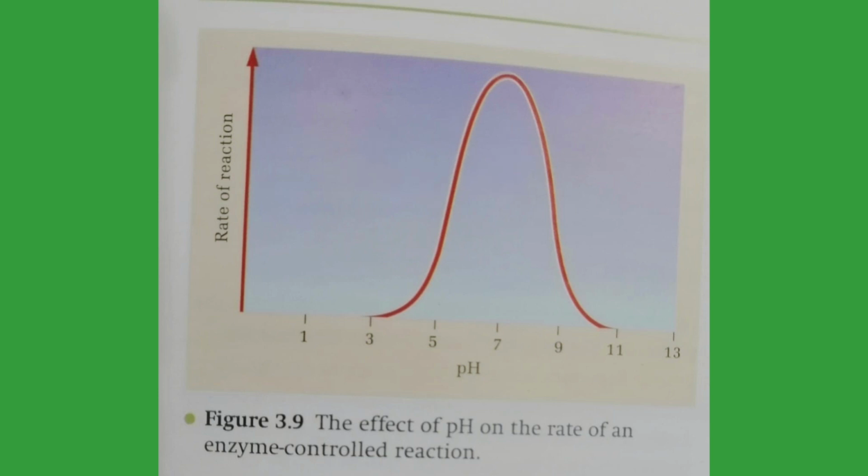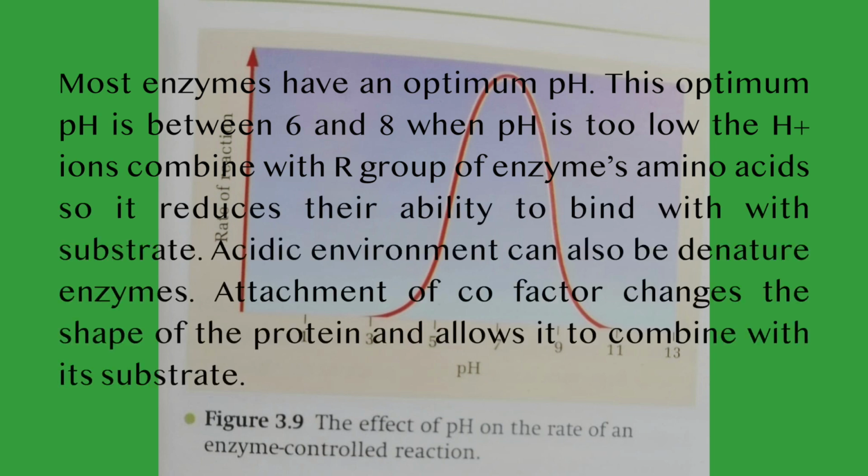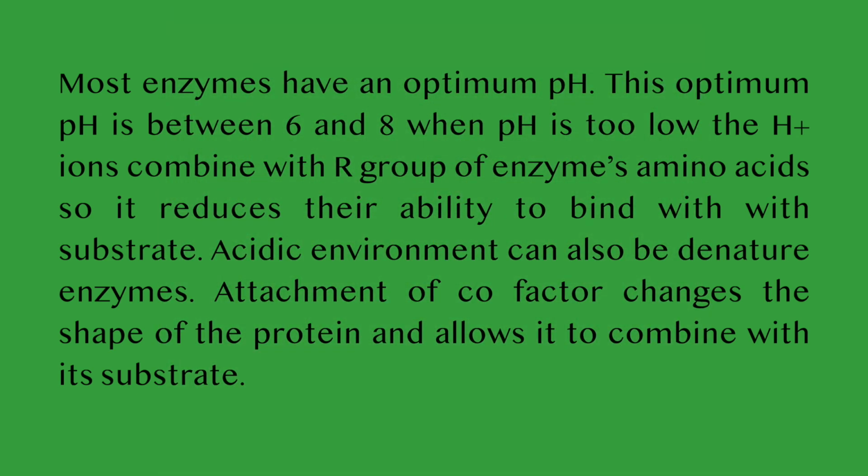It is a graphic representation. Rate of reaction shows the effect of pH on the rate of enzyme-controlled reactions. Most enzymes have an optimum pH between 6 and 8. When pH is too low, the hydrogen ions combine with the radical groups of the enzyme's amino acids, so it reduces their ability to bind with the substrate. An acidic environment can also denature enzymes. Attachment of a cofactor changes the shape of the protein and allows it to combine with its substrate.